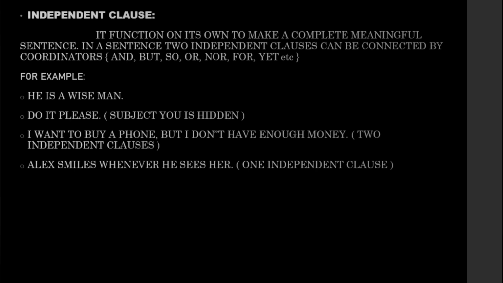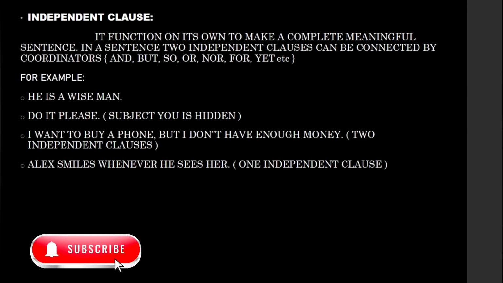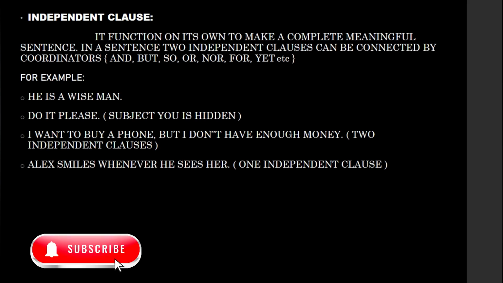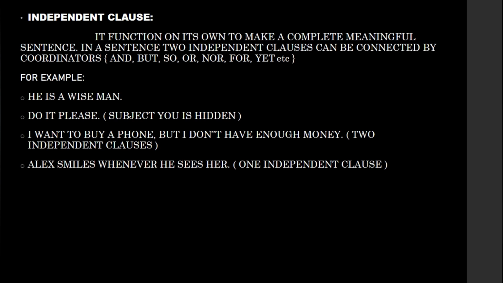Starting with the independent clause, it functions on its own to make a complete meaningful sentence. An independent clause is a part of a sentence that gives us complete sense. In a sentence, 2 independent clauses can be connected by coordinators. So we can have 2 clauses in the same sentence, and we join them by coordinating conjunctions that are and, but, so, or, etc.